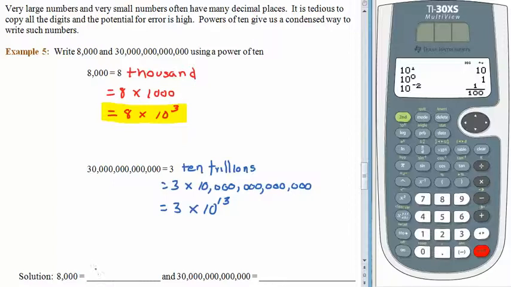All right, so let's just fill in these blanks here. 8,000 is 8 times 10 to the 3rd power, and 30 trillion is 3 times 10 to the 13th power.